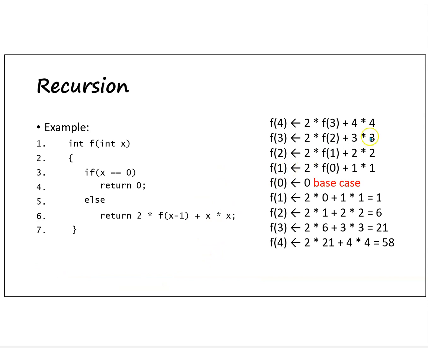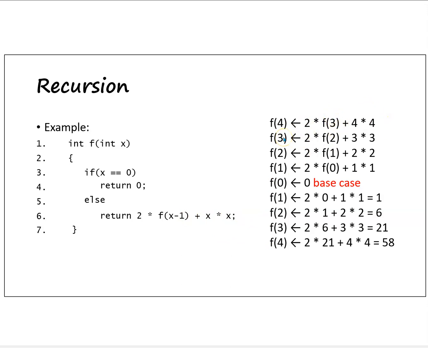So let's take an example. We're going to start with 4. If we call it with f of 4, I'm going to step in. Is x equal to 0? Nope. So we're going to return 2 times f of 3 plus x times x. This works out to 2 times f of 3 plus 16.